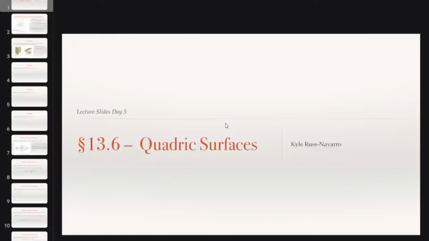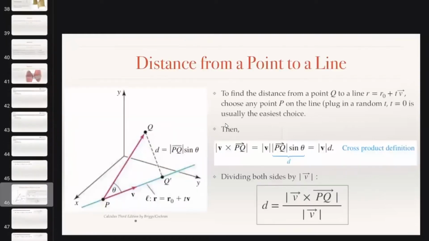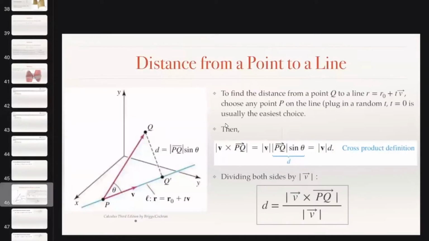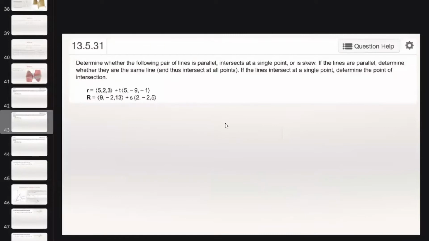So first let me note that at the end of this, I will be going over two of the most missed homework problems from 13.5. So if you feel that you want to take a look at that before this lecture, feel free to skip ahead.